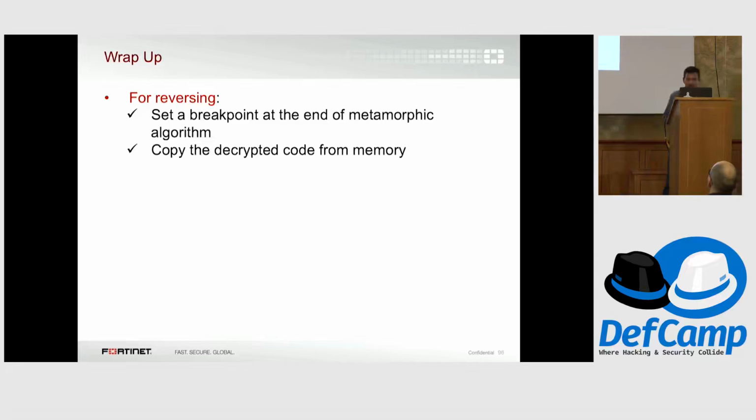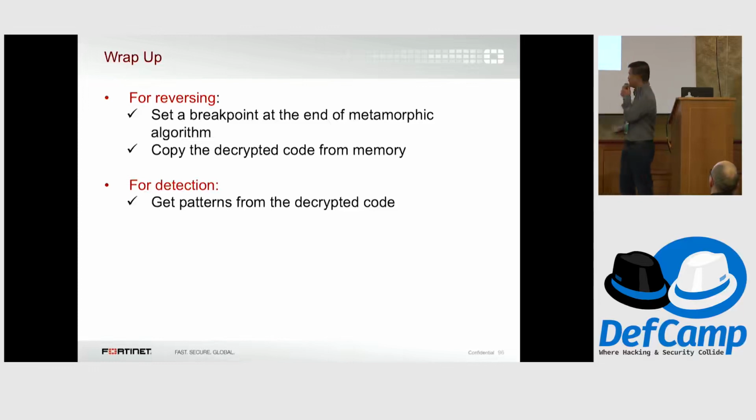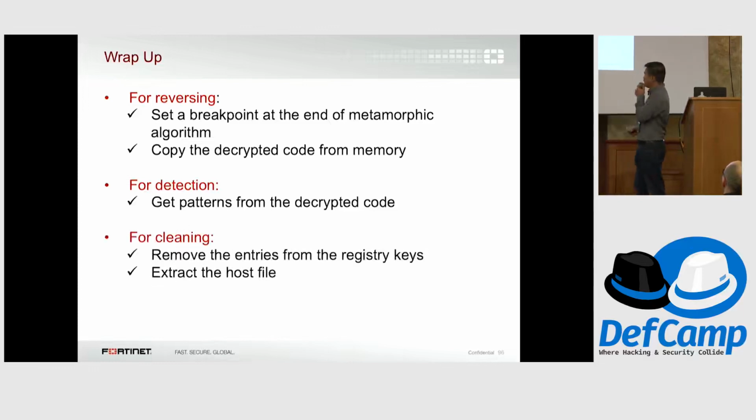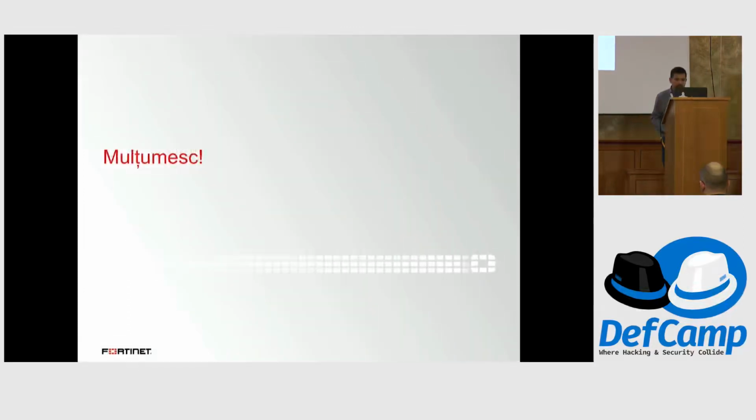For detection, just look for the decrypted code. Do not get the still encrypted version. For cleaning, you can remove the entries, like what I showed you earlier, remove the entries from the registry keys, and after that, you can extract the host file. And I think that's the end.